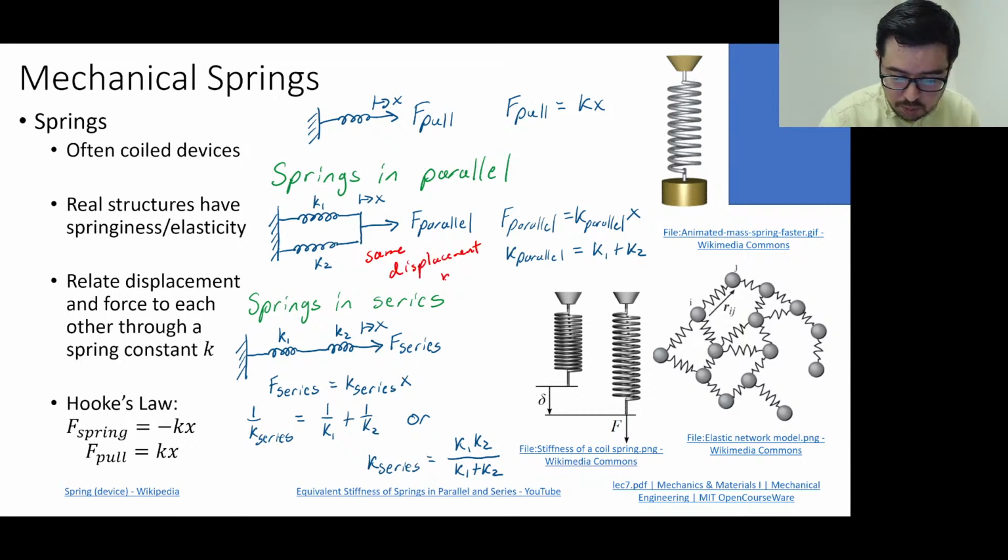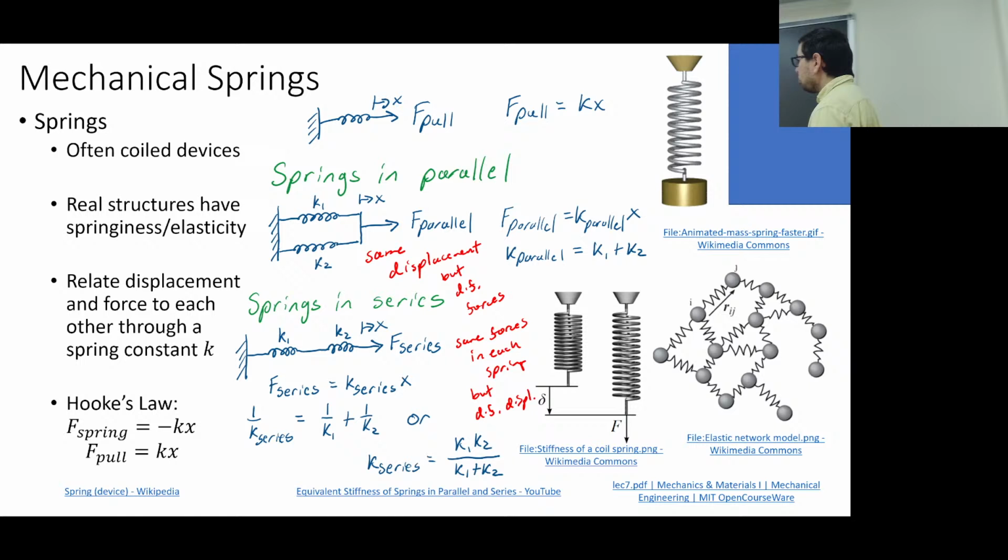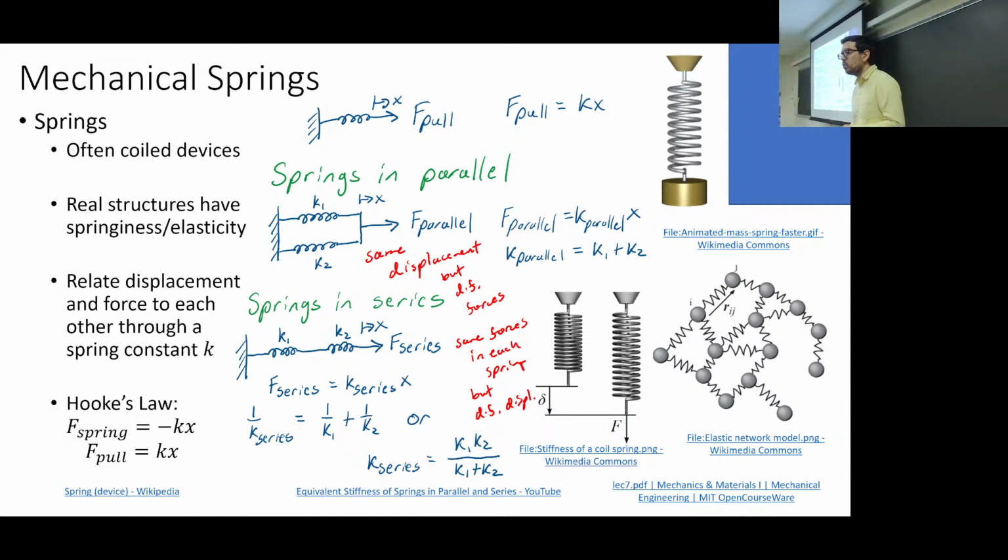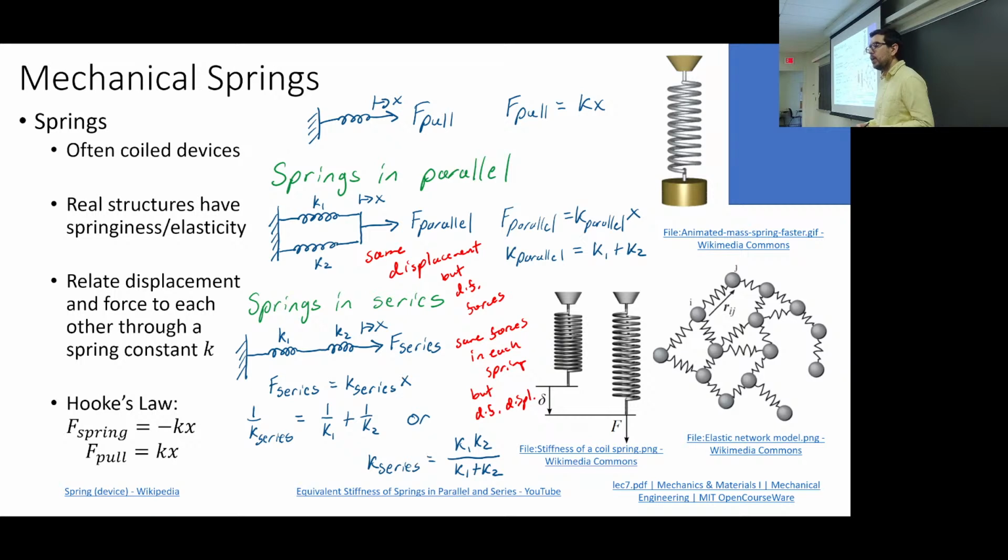Okay, but different forces. And in series, what do we have? We have the opposite. We have the same forces in each spring, but different displacements. And of course, that's with the exception of if you have the same values for the spring constants. Okay? And this is a powerful concept that you want to remember about extending the length of a structure.